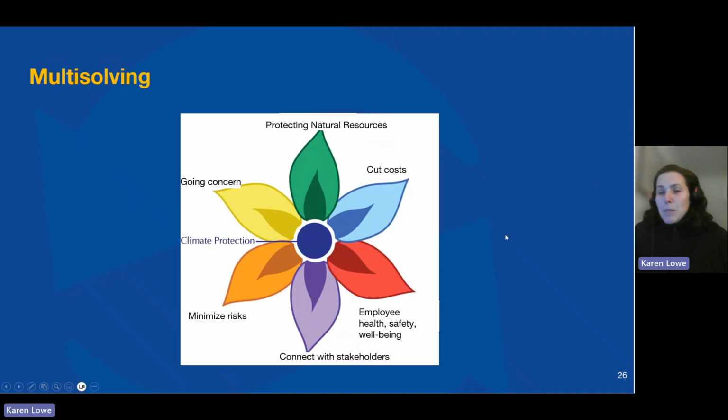Finally, I want to talk about a dynamic called multi-solving. This is the idea that every time we do a climate intervention, we're not just doing it for the climate. Every positive climate intervention has another positive effect in our society, or in this case, for our business. So maybe it'll be impactful for creating jobs. Maybe it'll be helpful for human health.